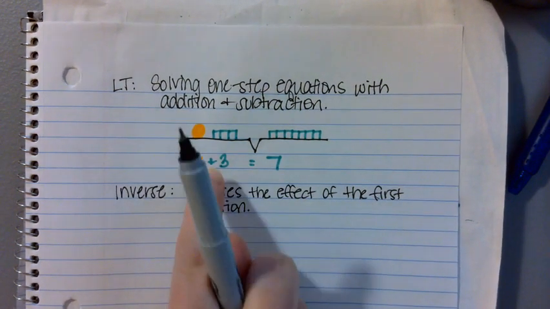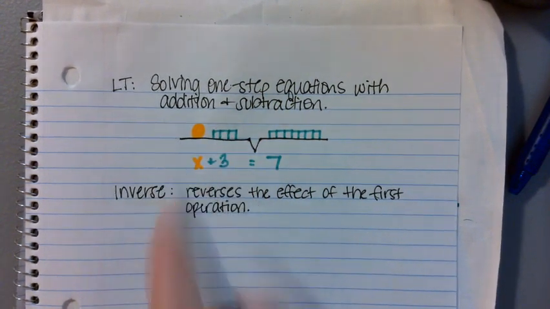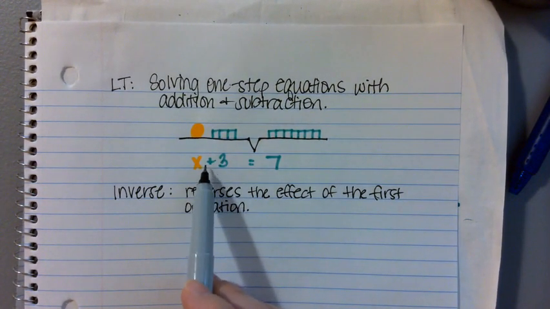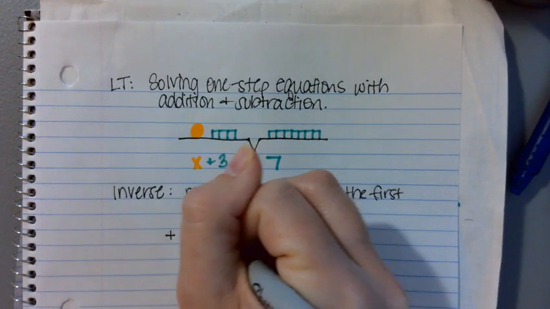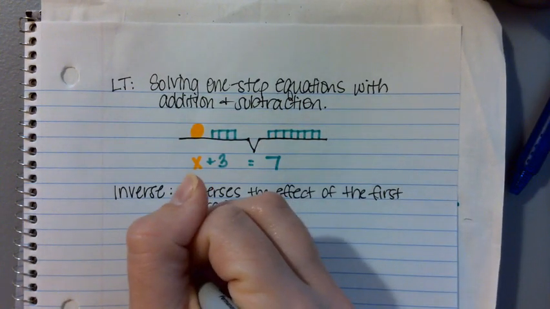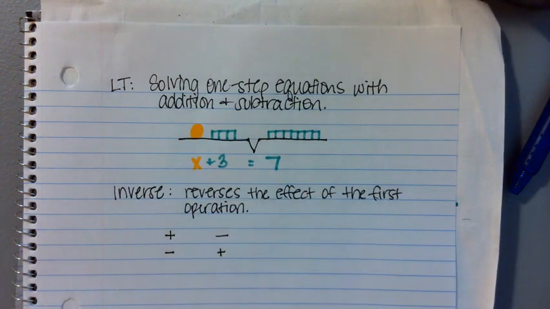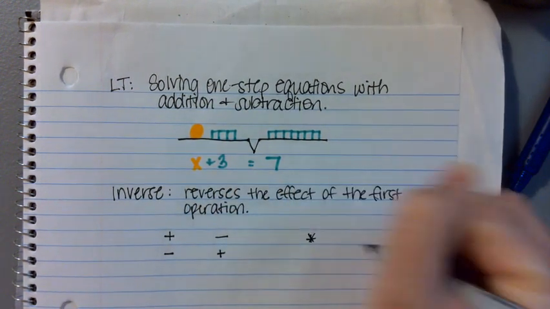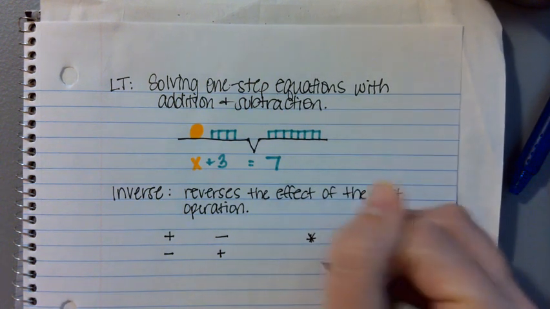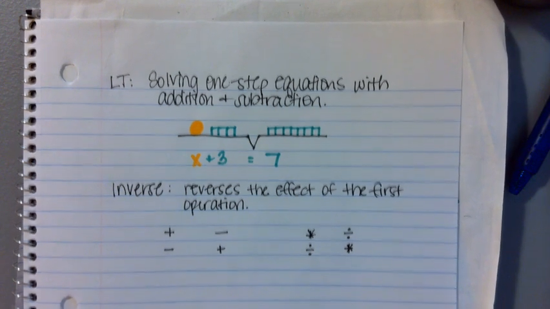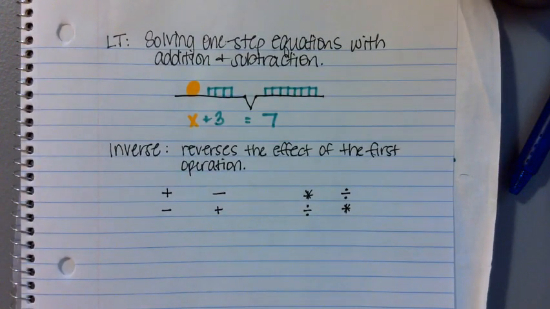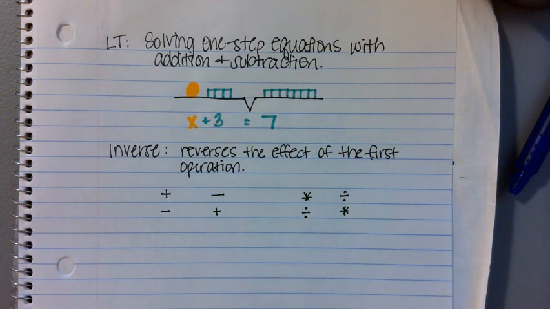So if I start with X and I add 3 to it, whatever X is, if I want to get back to X, I need to use the inverse operation. So the inverse operation to addition is subtraction. The inverse operation to subtraction is addition. The inverse operation to multiplication is division, and the inverse operation to division is multiplication. That's how we undo those operations. There's lots of other inverse operations like square roots and squaring terms. So lots of options, but I'm just going to start with those basic skills for right now.